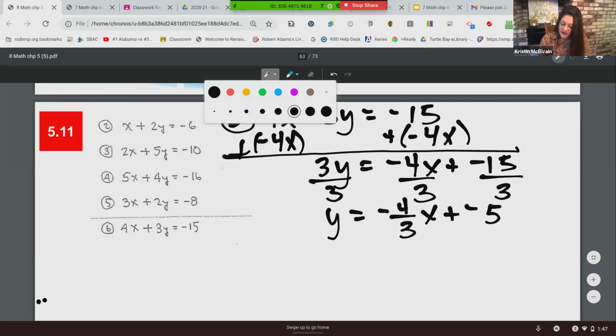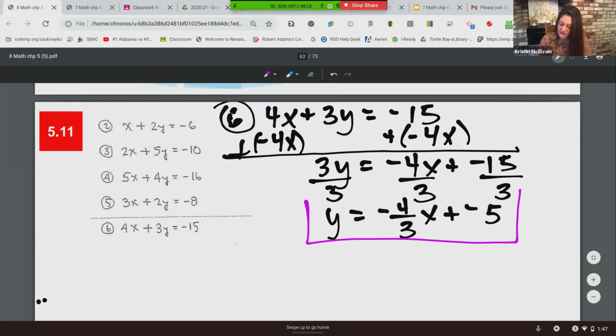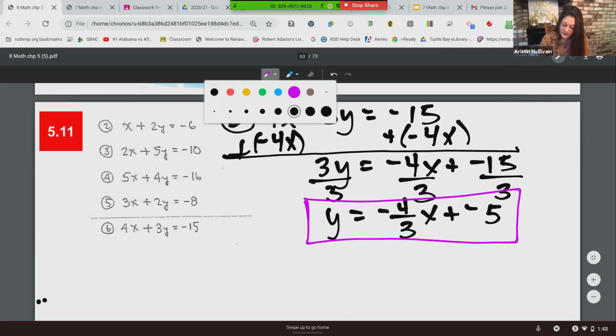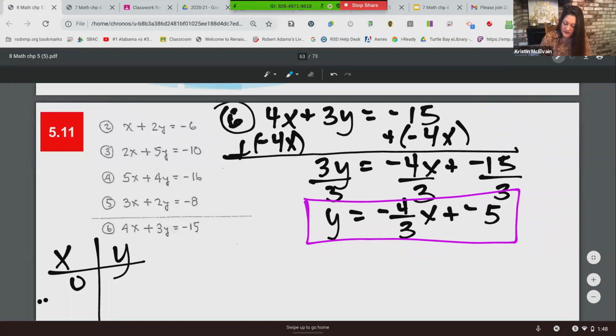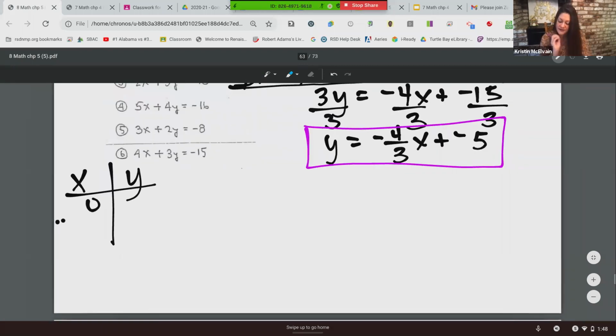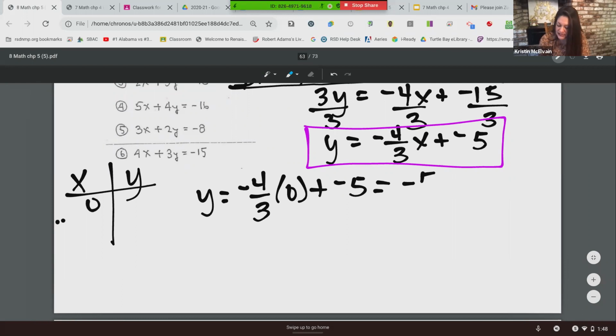Okay, there is our slope-intercept form. Now let's figure out our 2 points. First one we're going to use is a 0 for our input. That gives us y equals -4/3 times 0 plus -5, which of course equals -5.